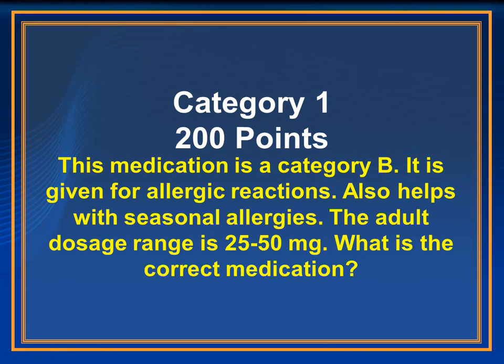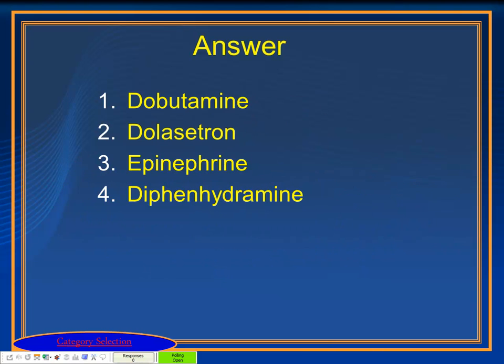All right, category 1 for 200 points. This medication is a category B. It is given for allergic reactions. Also helps with seasonal allergies. The adult dose range is 25 to 50 milligrams. What is the correct medication? Category B, given during allergic reactions, also can be given for seasonal allergies.